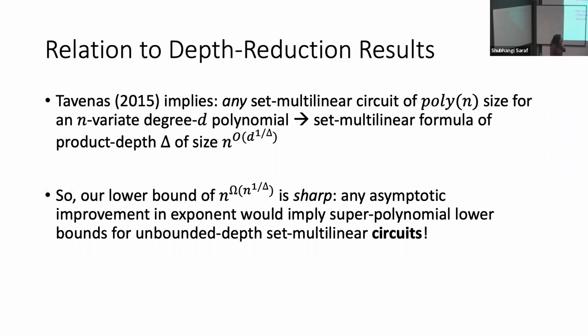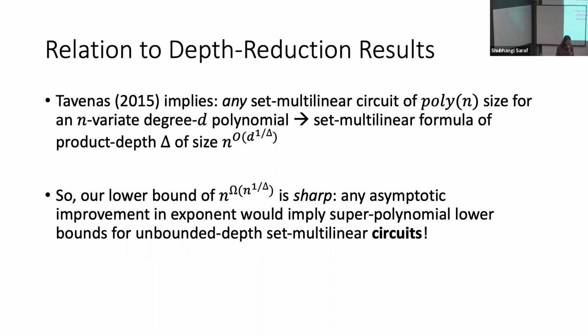Good. So, the relationship of our bounds to the depth reduction results that I had mentioned in the past. We know that any set multilinear circuit of polynomial size can be squashed into a depth delta circuit, a sum-product-sum-product circuit of size n to the d to the 1 over delta. And again, our bounds are in the form n to the d to the 1 over delta, which means if our bounds can be improved even a little bit, they'll imply set multilinear circuit lower bounds, which are not known. So our bounds are kind of sharp, like any improvement would again have very interesting other consequences.